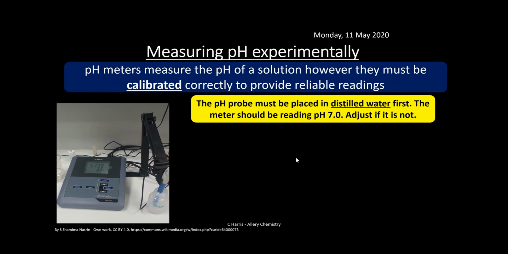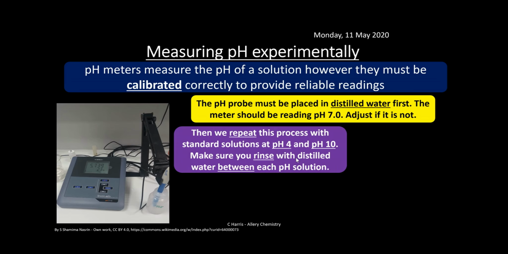Of course we have. So a pH probe must be put in distilled water first, and the meter reading should be pH 7, and we adjust it if it's not. So put it into pure water, stick it in there, and if it's not 7, adjust it. You can see we've got a picture of a pH meter there, showing the measurement of tap water in this case. When we've done this, we then need to repeat it with standard solutions at pH 4 and pH 10. So one slightly acidic and one slightly basic.